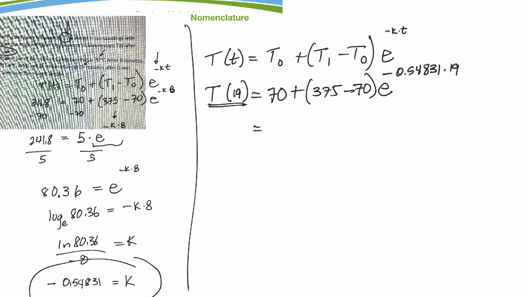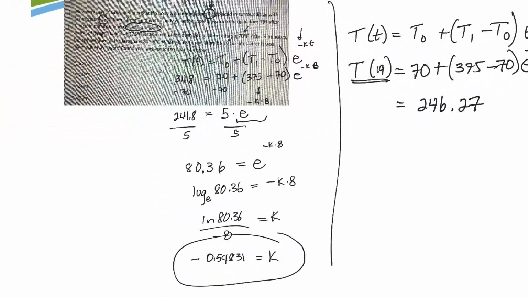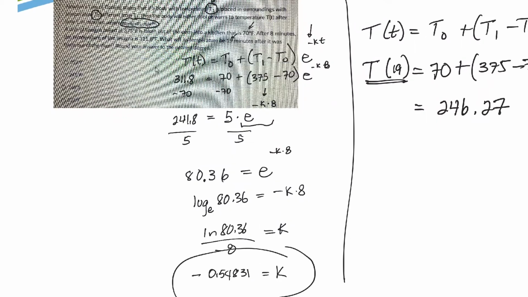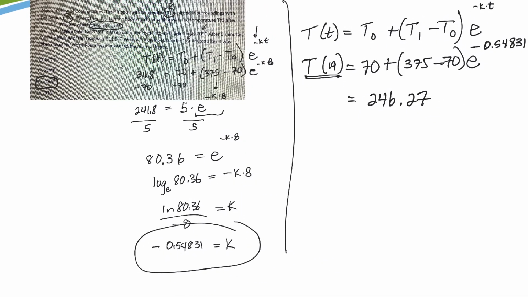Okay, I'm back. My calculator says 246.27. So if I look at the answers that are provided, 246 right there. That's the one I'm picking. All right, hopefully that helps you with that question.